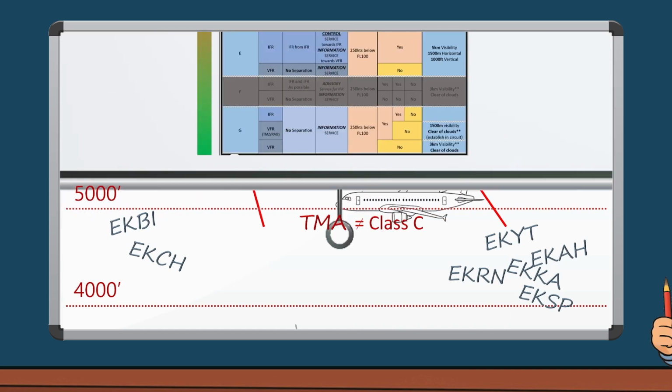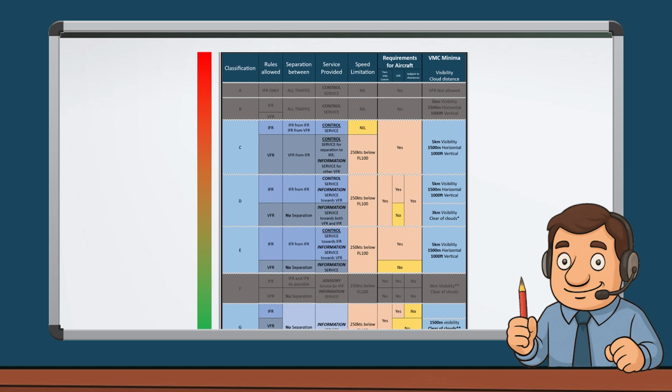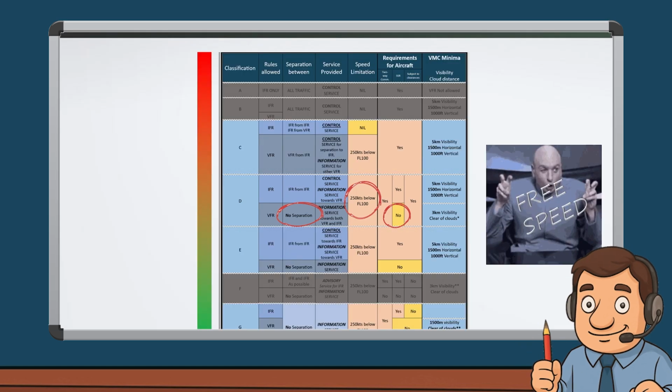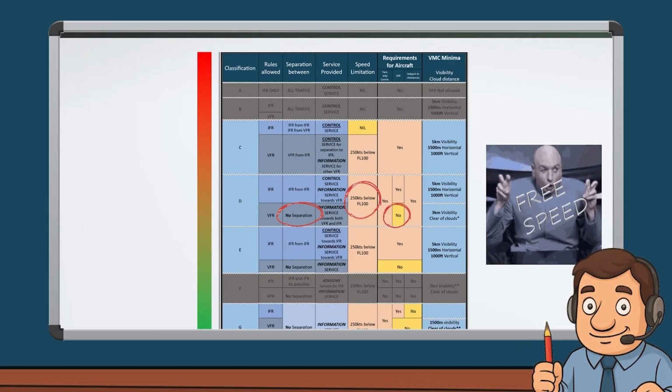Moving onwards, Class Delta should not be needed to expand on too much, since as an S2 controller, you should be very well aware of the restrictions of this class. For example, that compared to Charlie, now VFR is not separated from anything, and VFR flights don't even need a transponder. For the first time, you also see that airspace is mandating a speed restriction of 250 knots for IFR, meaning you must adhere to this. There is no free speed anymore in these airspace classes.